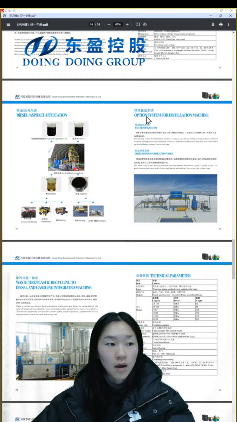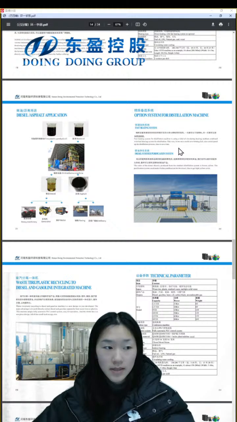There is our optional system for the distillation machine. The first one is the fast heating system. The fast heating system for this machine uses a kind of circulating heating medium combined with the fuel heating system for distillation. This way, it not only saves heating fuel, but also speeds up the distillation process, thus saving time.